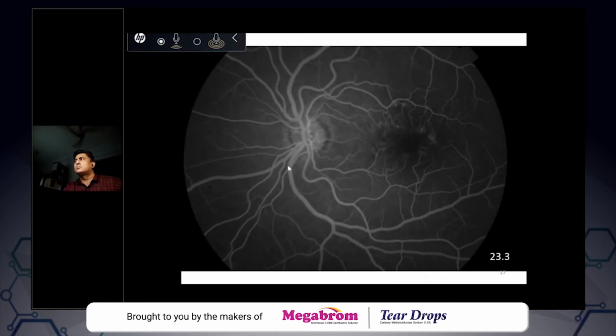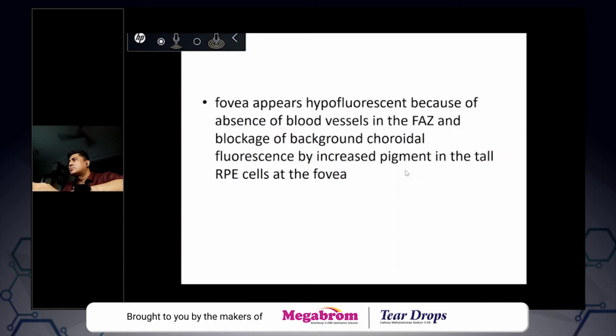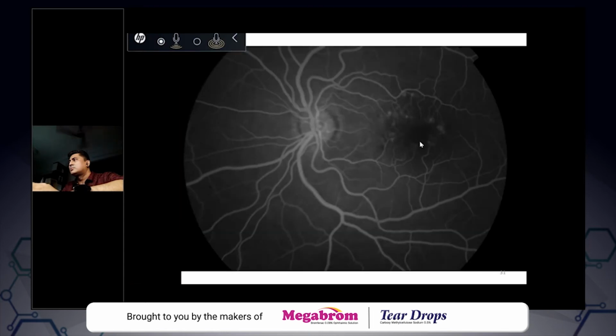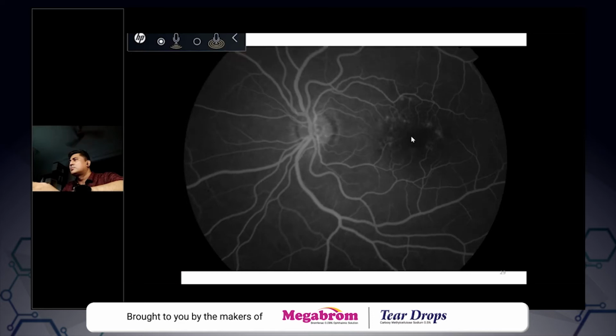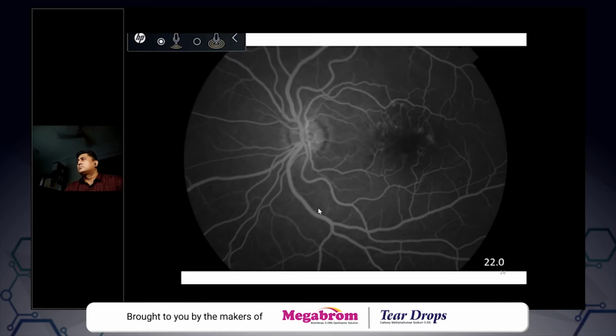You see the dye has completely filled the vein. It has gone along the artery peripherally, come back along the vein with laminar flow, and now completely filled. It occurs around 10 to 25 seconds after the dye injection. It is at this stage you will see the perifoveal capillary network very well. And the fovea appears hypofluorescent because in the foveal avascular zone, retinal vessels are not there over the fovea, and moreover, the tall retinal pigment epithelium containing pigments blocks the choroidal flush. So that is why the foveal avascular zone is appearing dark.